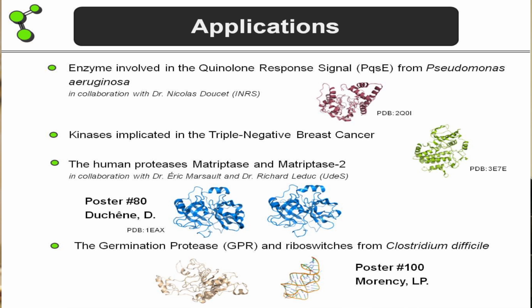So we have developed all the necessary tools in FlexA that allows us to apply our method to real biological systems. So we started using FlexA against a variety of targets, such as an enzyme from Pseudomonas, a kinase that's implicated in the triple-negative breast cancer, the human proteases, the matriptase and matriptase 2, and the GPR and ribose switches from Clostridium difficile. And for the remaining of the presentation, I will focus on 2 of these applications.